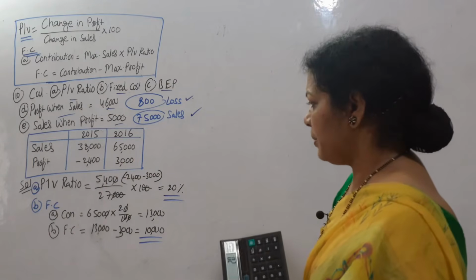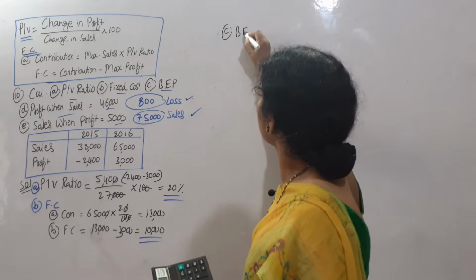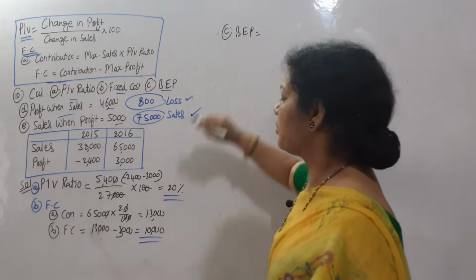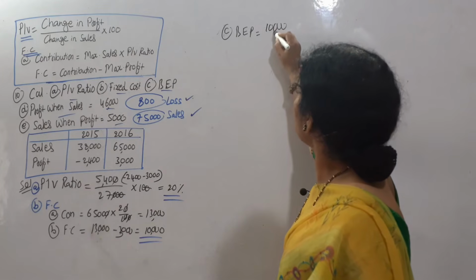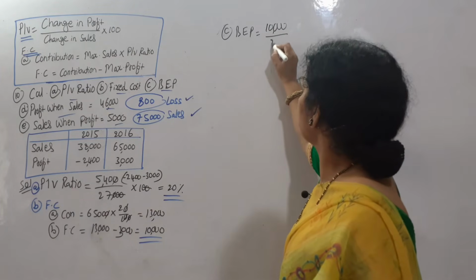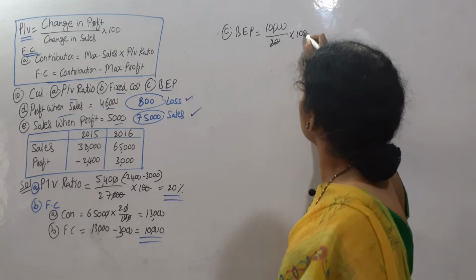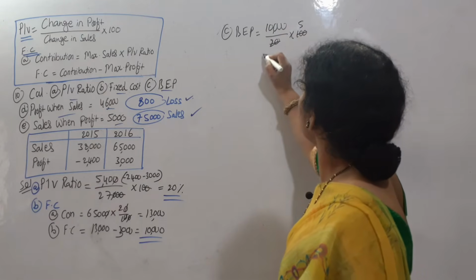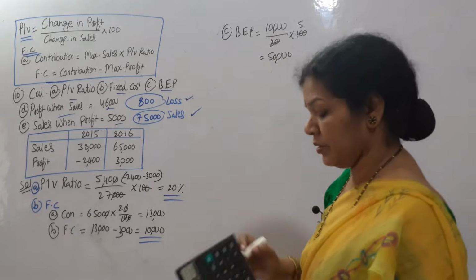Now next, BEP. BEP is equal to fixed cost by PV ratio. Fixed cost is 10,000 by PV ratio, which is 20%. It means 50,000 is the BEP.